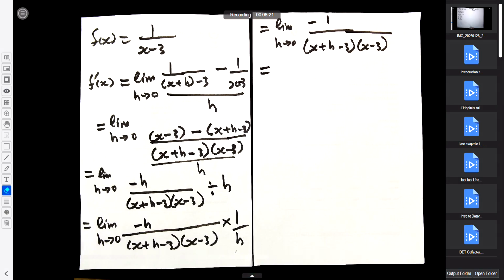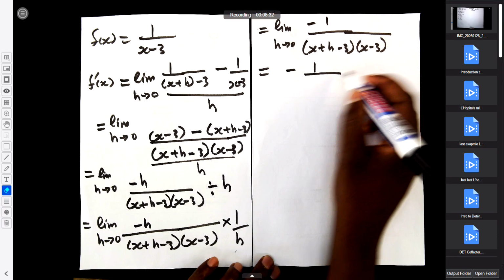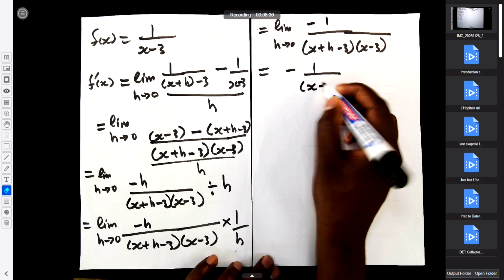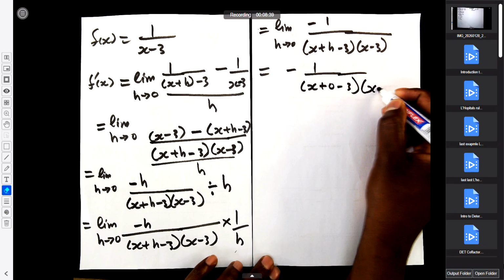So we are looking for a derivative. We still have to substitute the value of h now. At least the function is more simplified. So we can substitute the value of h. So we have negative 1, whereas h will be substituted by 0. I hope you see we'll have plus 0 minus 3 into x minus 3.